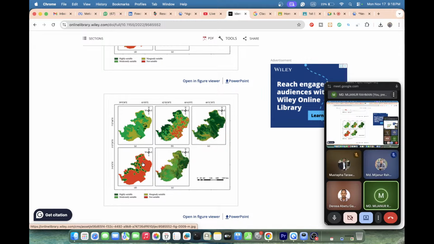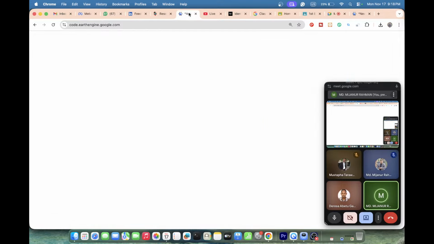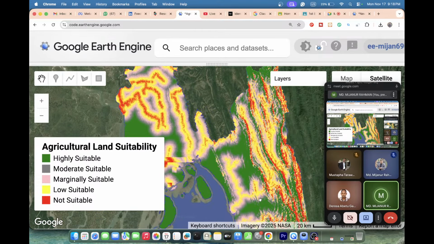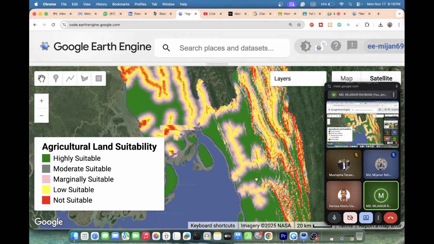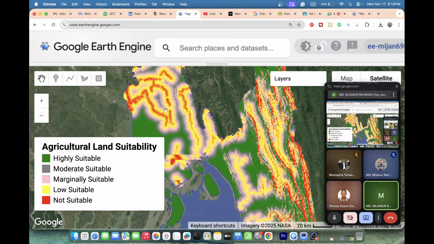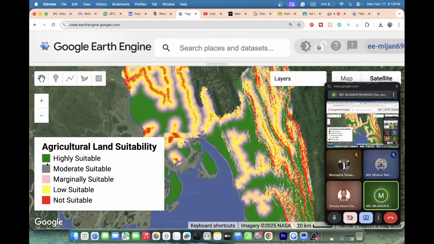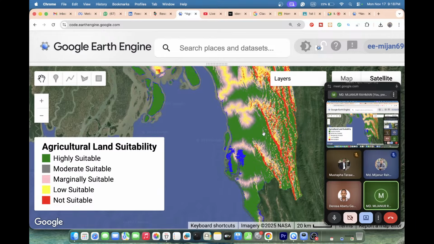Suppose highly suitable, moderately suitable, marginally suitable, or not suitable. So this is how it works for livestock. And we did the same thing for identifying agricultural land. Suppose we can easily identify which area is not suitable for agricultural land or agricultural activity. So this green color indicates the highly suitable region for agriculture, okay, and this red color is not suitable for agriculture. We can easily get the idea from here.